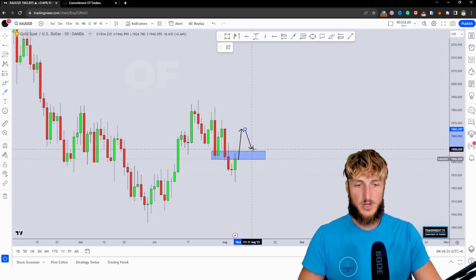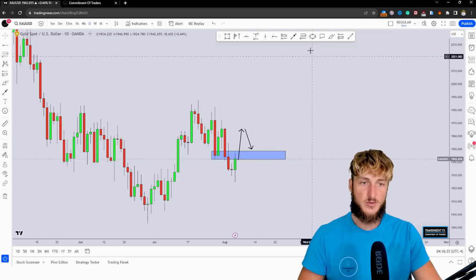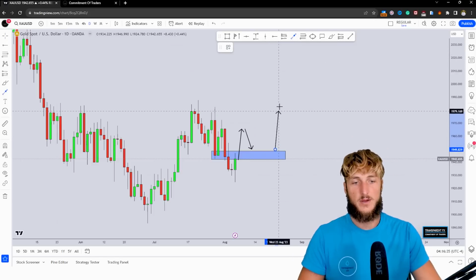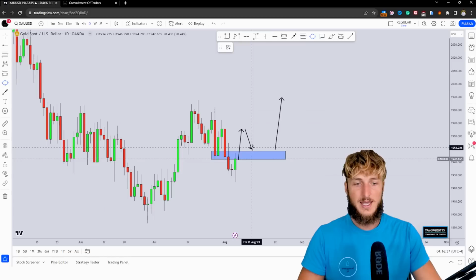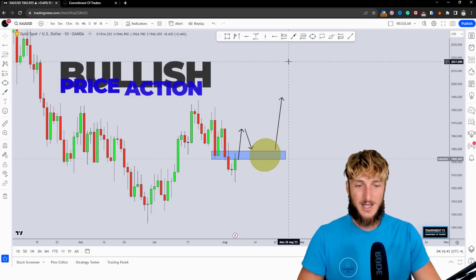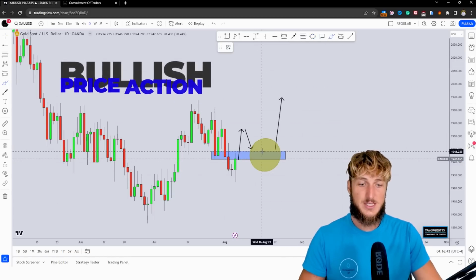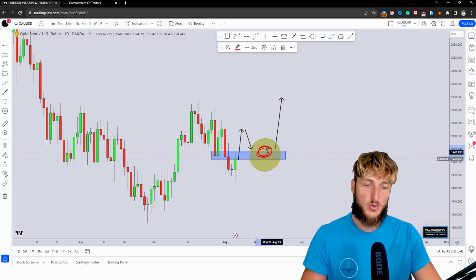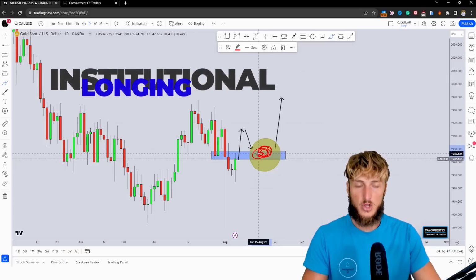Only if we get a break above this resistance after the break on the retest of this previous resistance turn support, this is where we have good probabilities of seeing a potential reversal higher away from that zone, and this is where we have good probabilities of seeing more potential institutional longing.